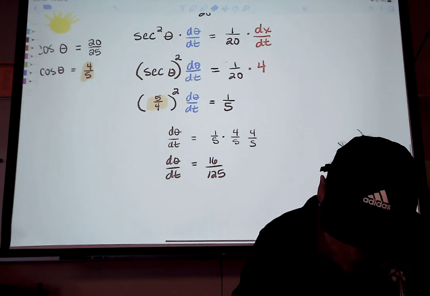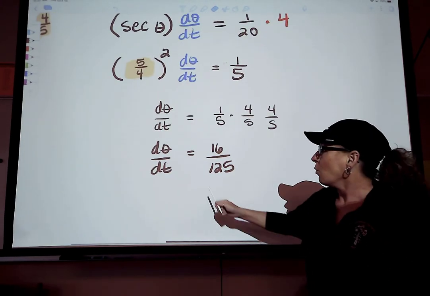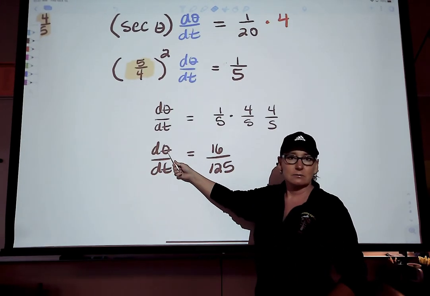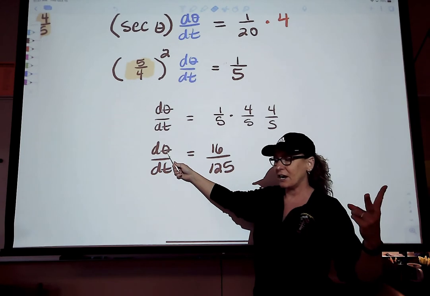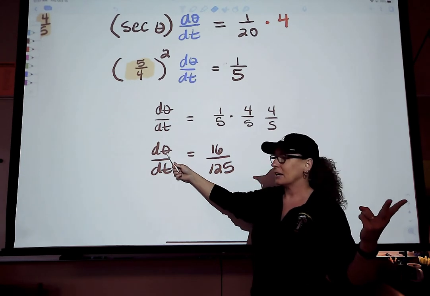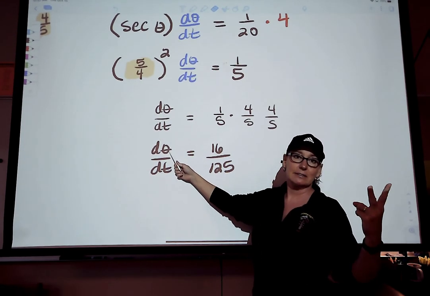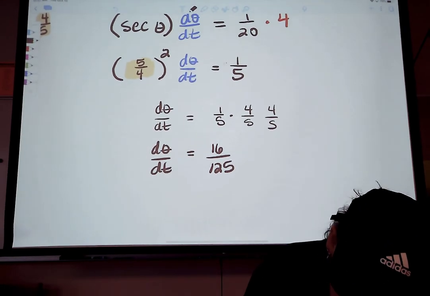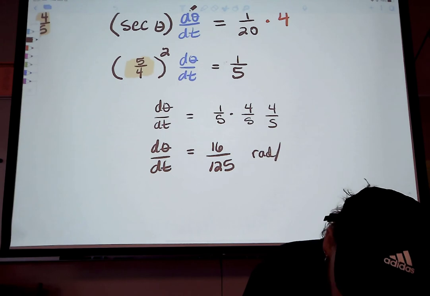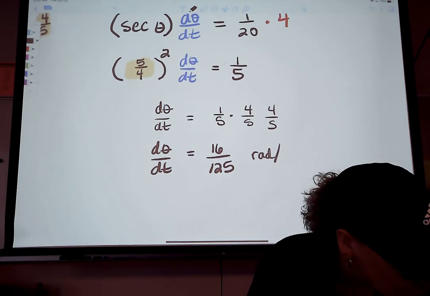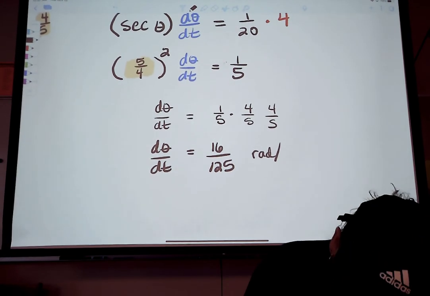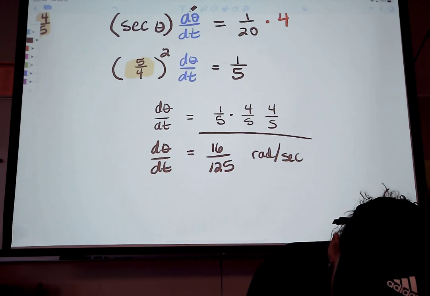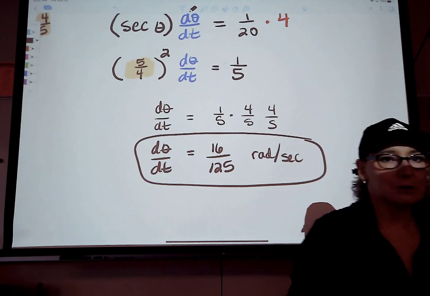Anyway, radians. What are angles measured in? Angles are measured in degrees and radians, but guess what? Calculus doesn't work in degrees. So it's always going to be radians. So this would be radians per second. Radians per second. There you go.